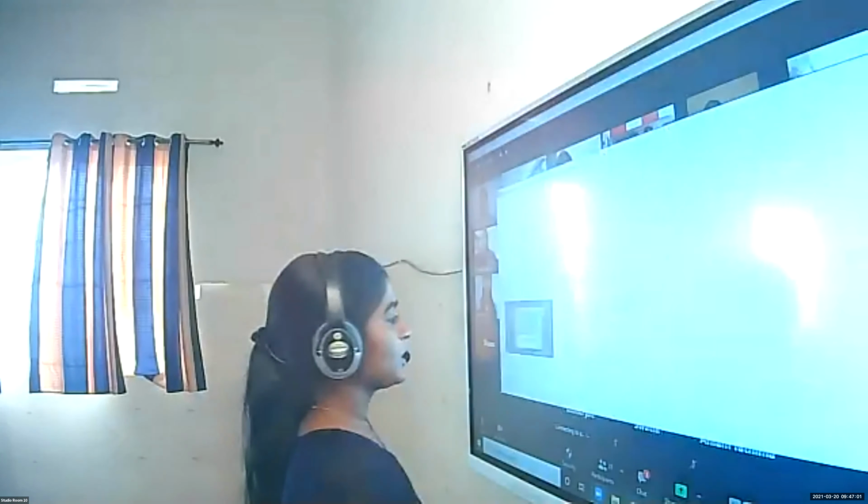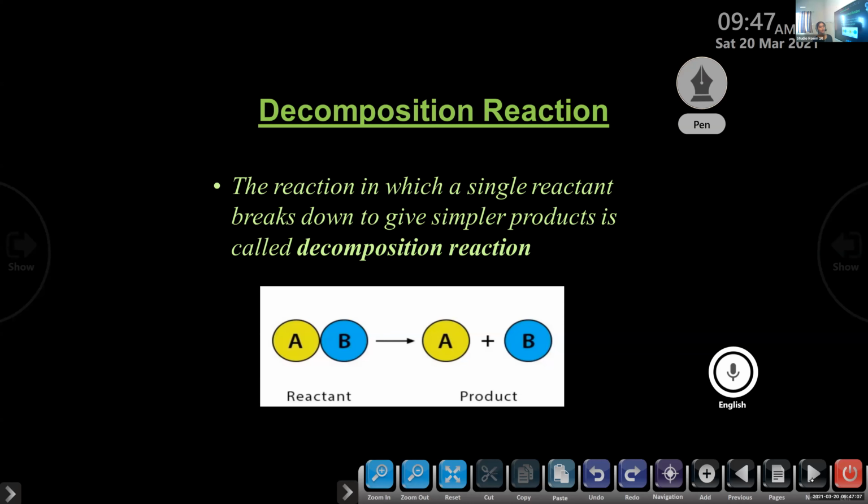It's okay. So next we are going to learn this decomposition reaction. In the combination reaction, we learned that two or more reactants combine together to form a single product, right? Here, a single reactant breaks down to give simpler products. It is called decomposition reaction.